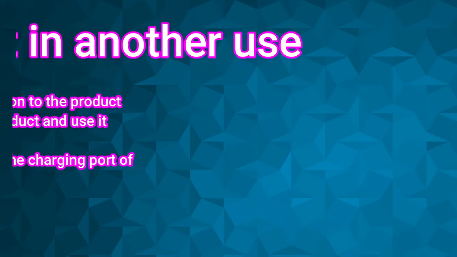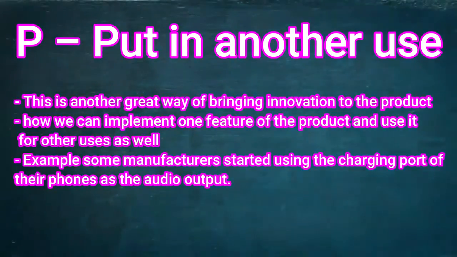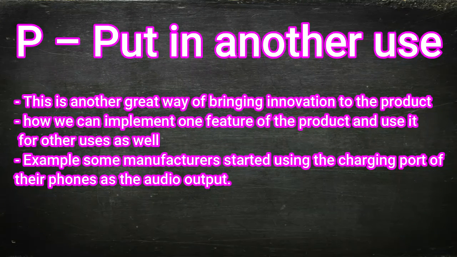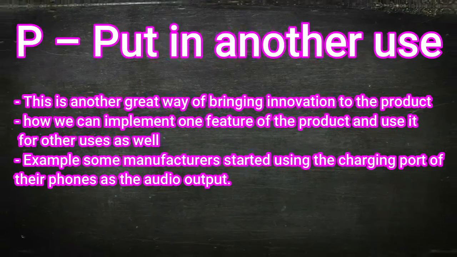P is put to another use. This is another great way of bringing innovation to the product. In this step, we must explore how we can implement one feature of the product and use it for other uses as well. If we take an example of this from the mobile phone market, we can see how some manufacturers started using the charger port of their phones as their audio output.